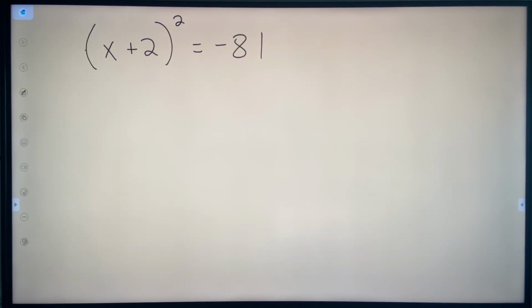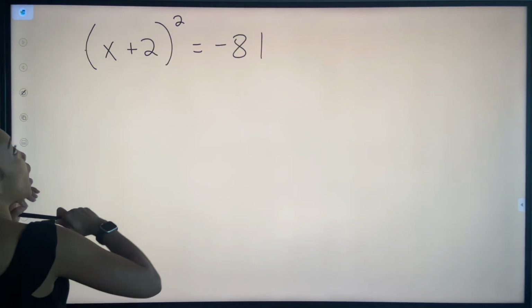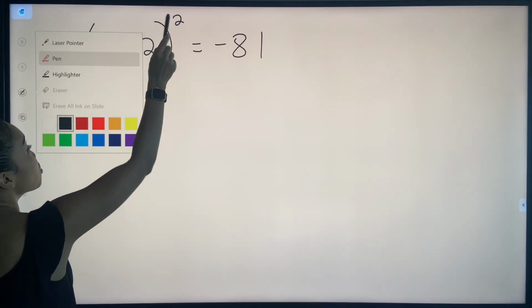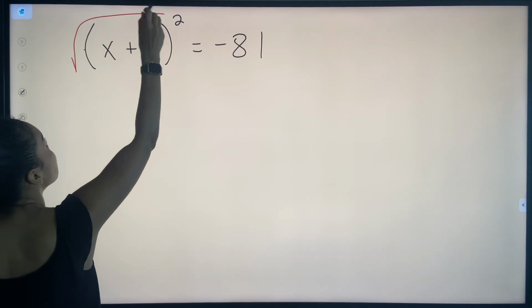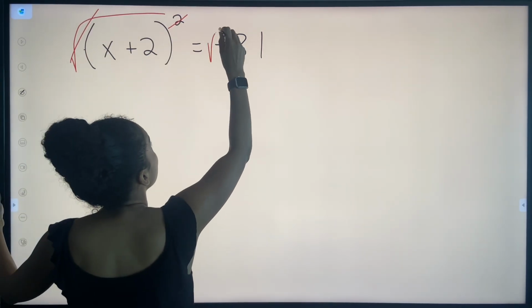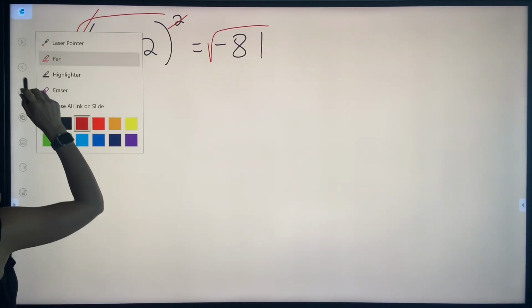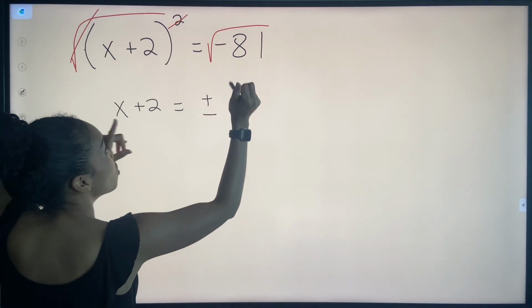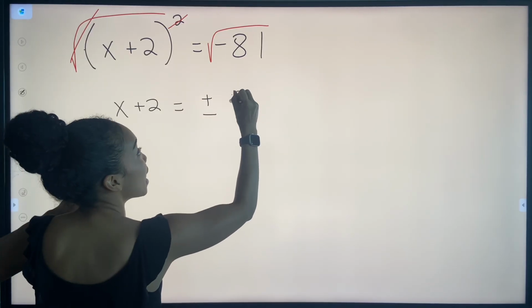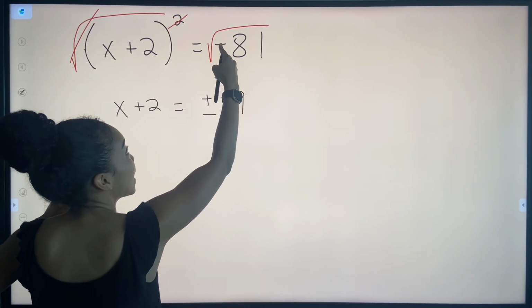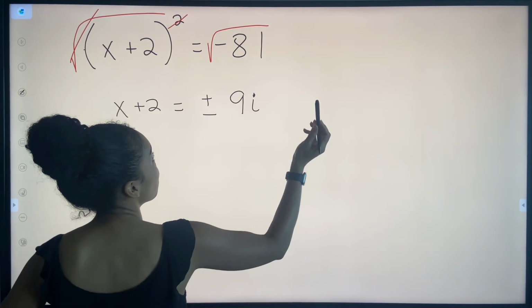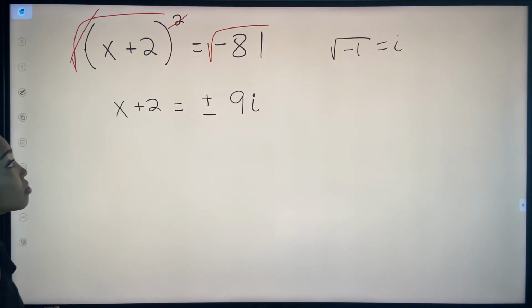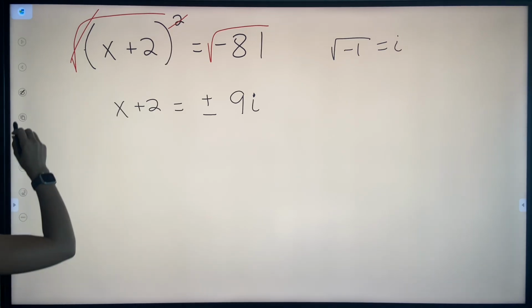Now we're going to solve. So I have all of this squared. So to get rid of the squared, I'm going to take the square root of both sides. So I am left with x plus 2 equals plus or minus the square root of 81 is 9, and the square root of a negative is i. Because remember, the square root of negative 1 is equal to i.